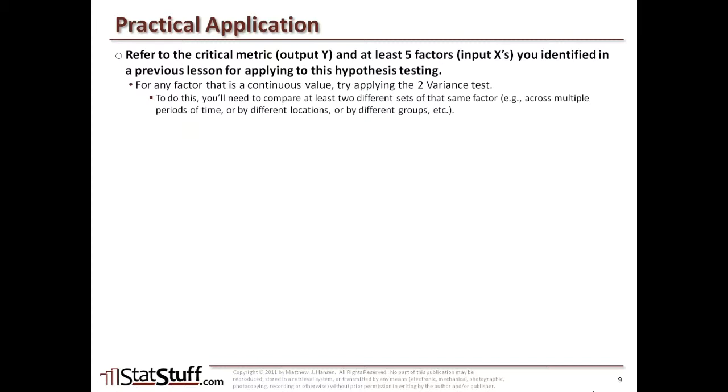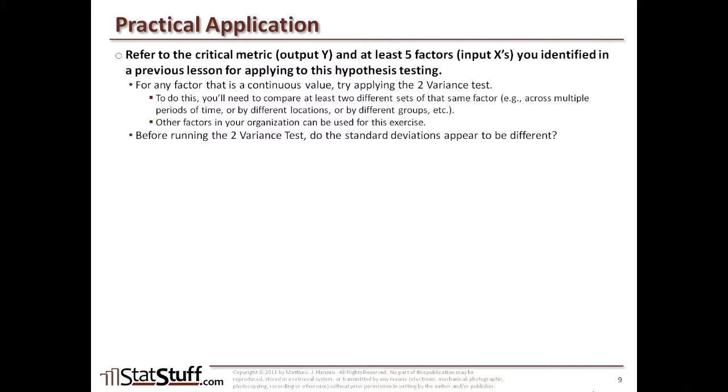Now, in order to do this, you need to make sure, as we had before, that you're comparing it with at least another discrete value, where you have at least two different sets for the same factor, like it could be across multiple periods of time, different locations, or other different groups or teams, like by state or by country or production lines, or those kinds of things. We're comparing between two different groups. You could also use any other factor that you have in your organization for this exercise if you don't seem to have any of the existing factors you've previously identified that would fit for this scenario.